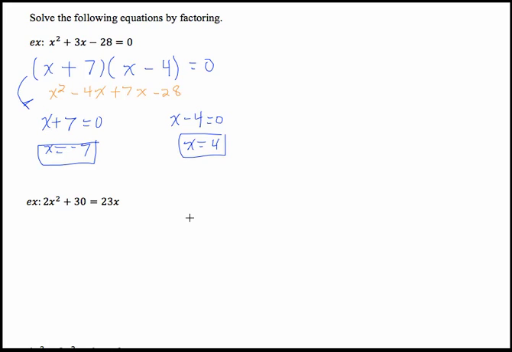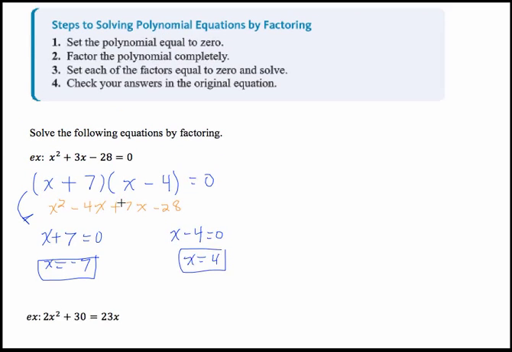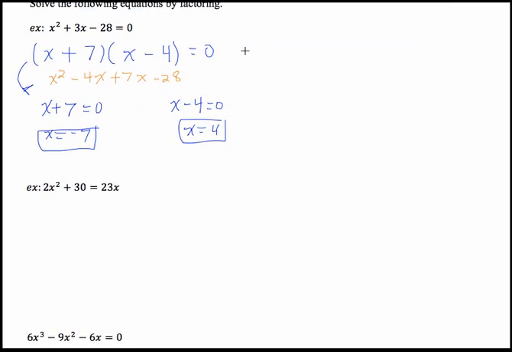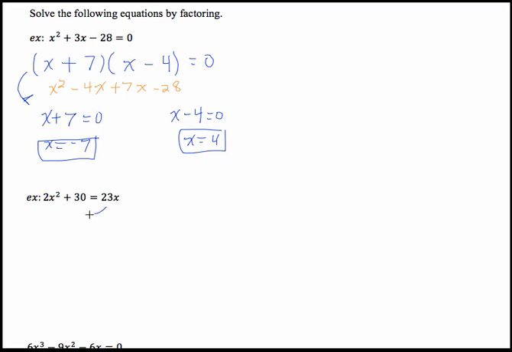So in this next example, it is a quadratic equation because we have an x squared term, an x term, and a constant term. But notice it's not equal to 0 on one side. So we actually do have to make it equal to 0 on one side. To do that, I'm going to move the 23x over to the left. So that'll give us 2x squared minus 23x plus 30 equals 0.